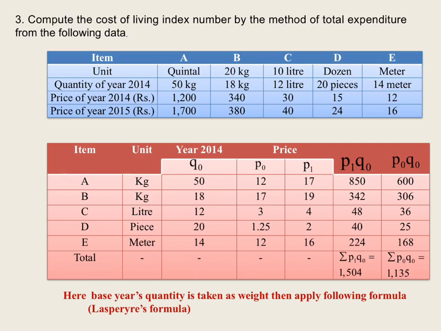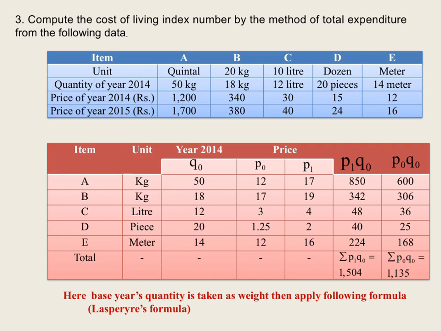In case of item D, the unit is dozen, but quantity is given in pieces. So we have to convert the dozen price into per piece price. 15 rupees per dozen, divided by 12, because 1 dozen is equal to 12 pieces. So 15 divided by 12 is 1.25, and in case of 2015, 24 divided by 12 is 2 rupees. And in case of product E, 14 meter is the quantity, 12 rupees per meter and 16 rupees per meter, that is simply given.